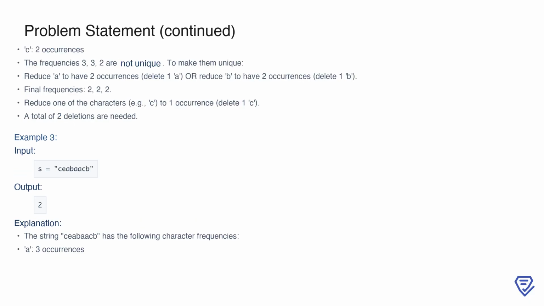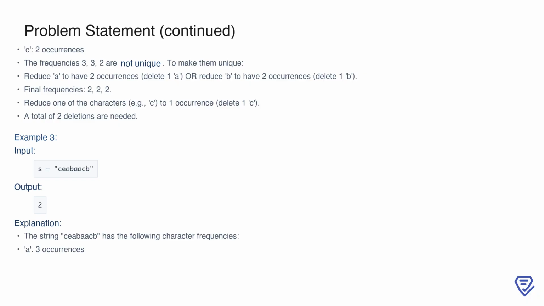For this string, we need to modify the frequencies 3, 3, and 2 to make them unique. One way to do this is by reducing the frequency of a from 3 to 2, which involves deleting one occurrence of a. Alternatively, we could reduce the frequency of b to 2 by deleting one b. After this step, the frequencies become 2, 2, and 2. However, these frequencies are still not unique because all three values are the same.